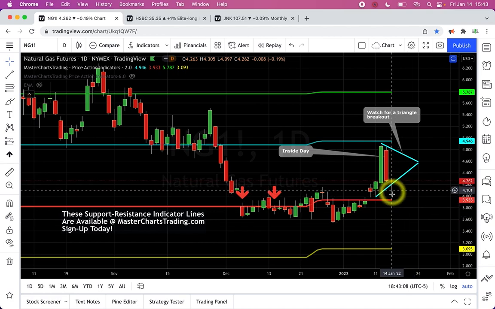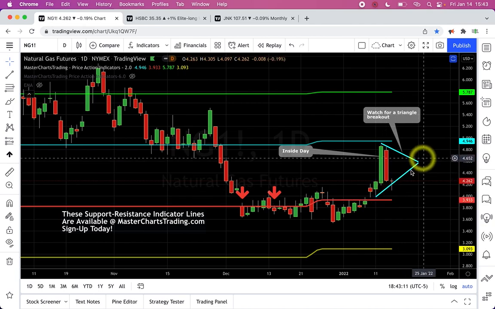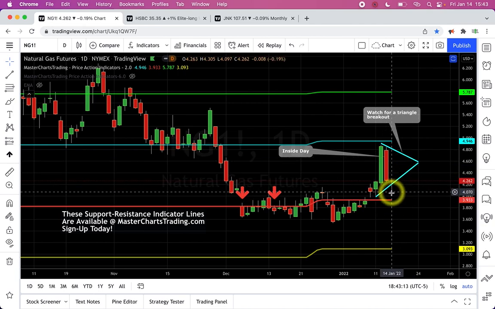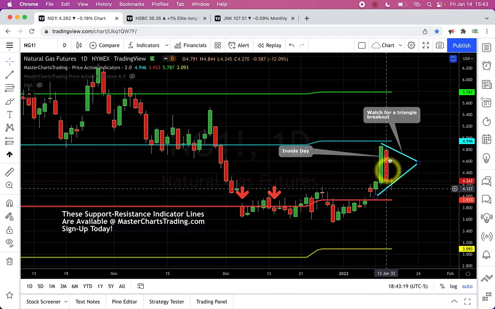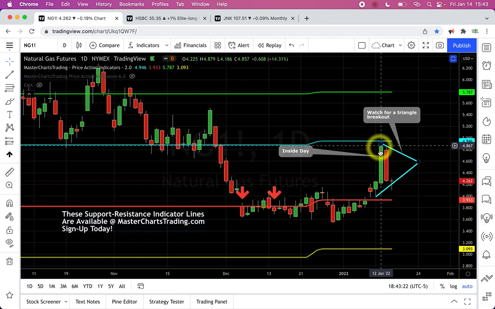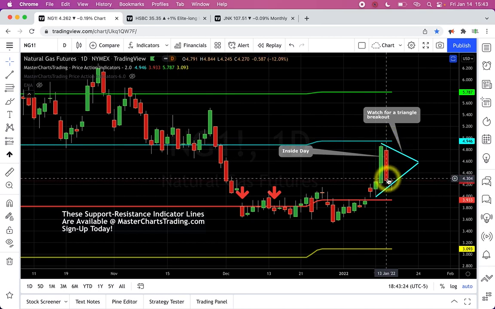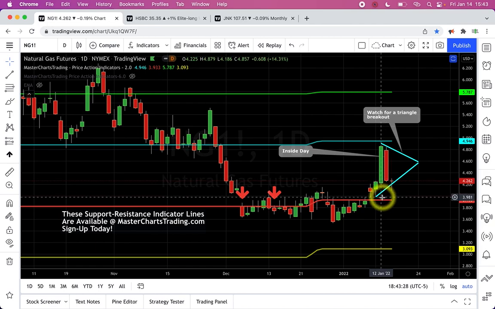And today, we attempted to break down below this imaginary triangle line, and so far we haven't. So we haven't closed below it. So for now, we're still kind of trading sideways basically. But what I wanted to show here is just how enormous these candles are, and how retail traders get just taken out to the woodshed.